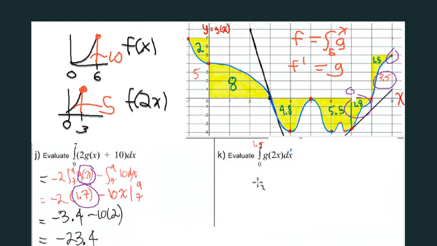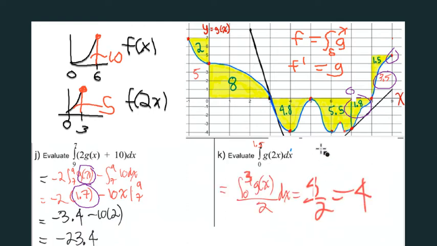So here's what this one says. This one says get the integral of g of 2x between 0 and 1.5. So, same sort of thing, we've compressed it by a factor of 2. Recognize that if I'm going from 0 to 1.5 on the new graph, that means I went from 0 to 3 on the original graph, right?